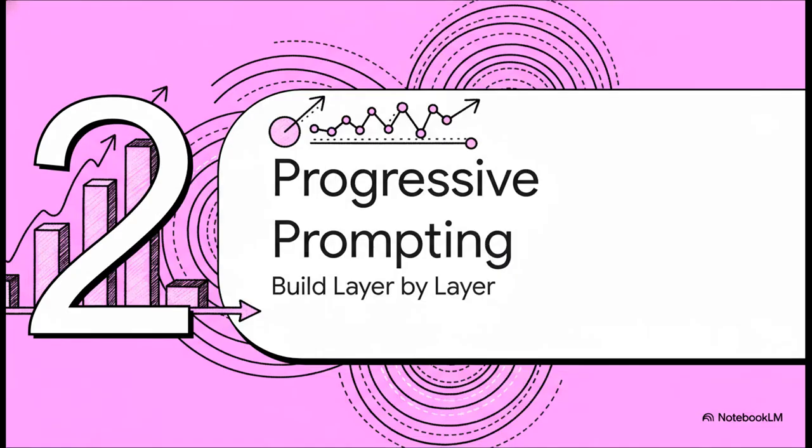All right, so we've got context down. Now let's really level up. We're going to move on to this really powerful technique called progressive prompting. This is how you go from just a basic plan to a detailed, actionable timeline, and you stay in the driver's seat the entire time.